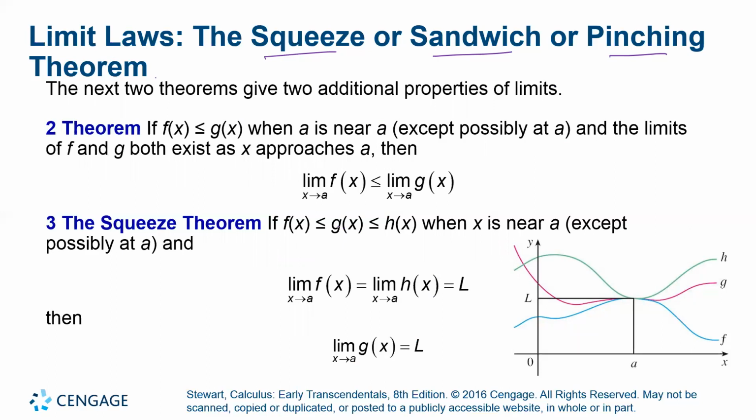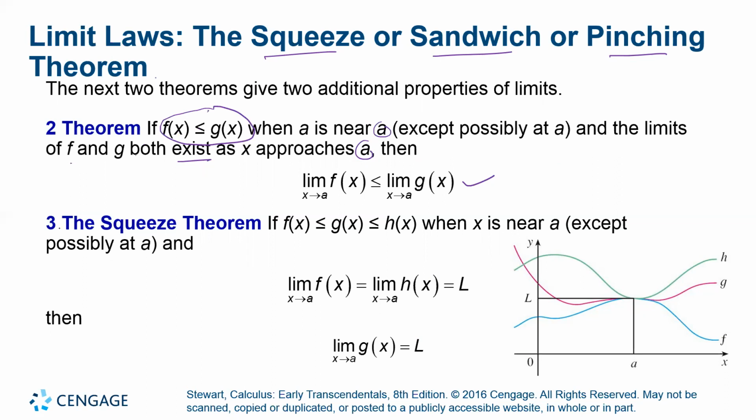Now, what is happening is that if you have the inequality that a function f is less than or equal to g of x, that is, anytime you find a function value, it is less than that, when x is near a, except that it's possible not at a, and the limits of both f and g exist. So as x approaches a, that is going to be true, because if you have the function f, which is less than or equal to g of x in value, and you take the limit, the inequality must hold.